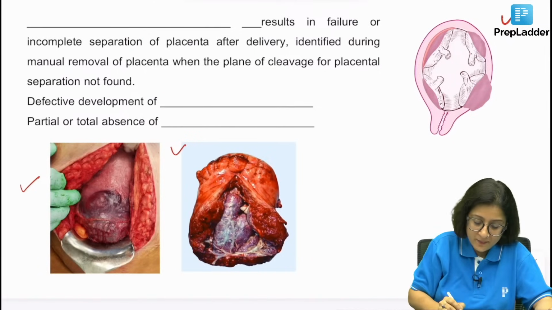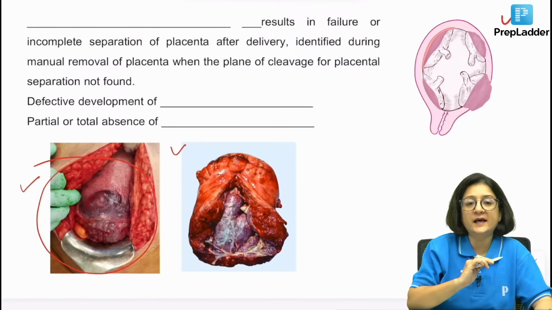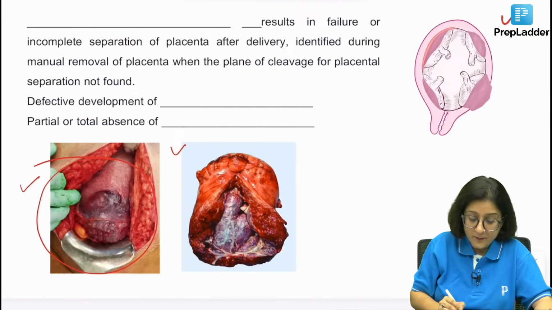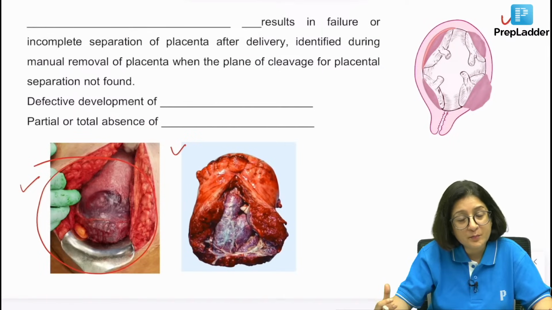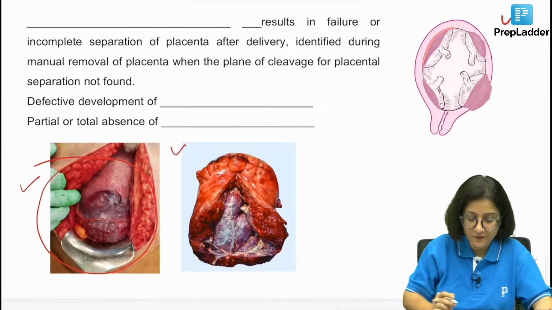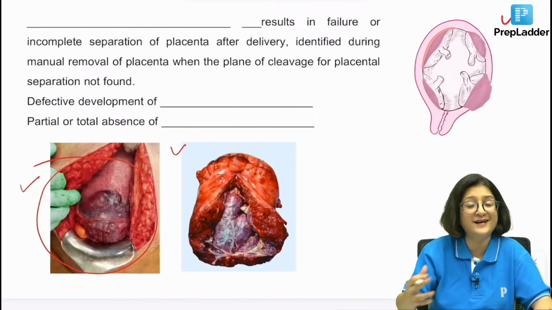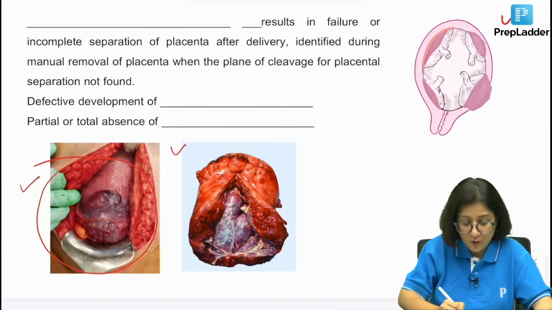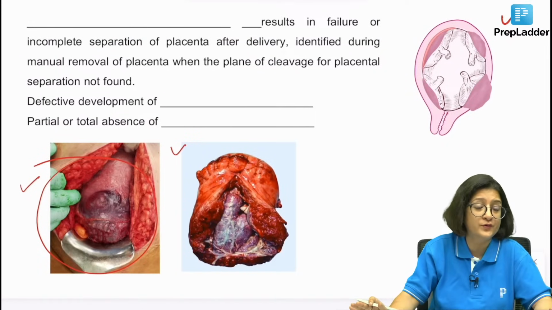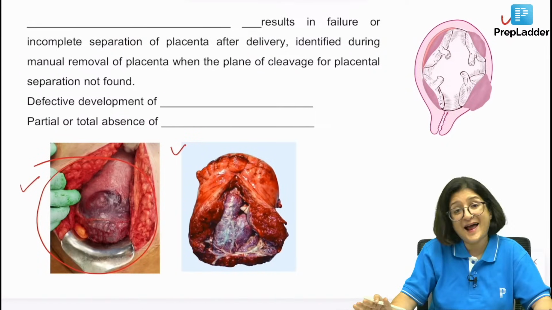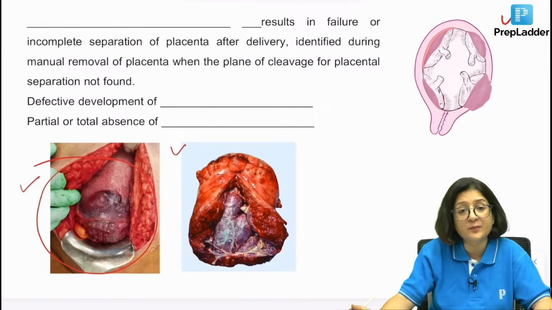Now in this image on the left, what we are seeing is that the moment we opened up the woman's abdomen, this is what we found. This highly vascular placenta infiltrating into the myometrium all the way up to the serosa, right? And this was anterior, also in the lower segment, right?